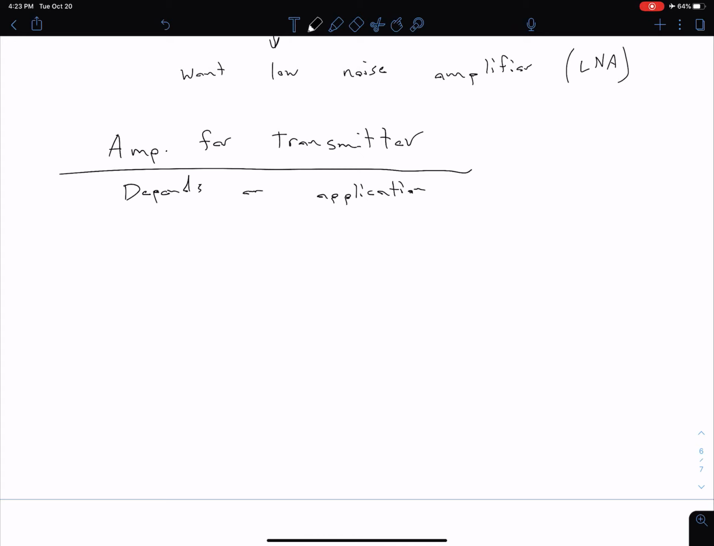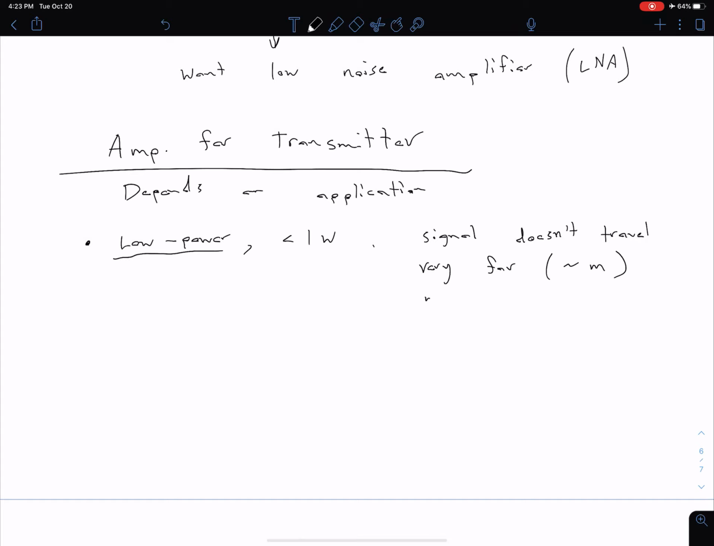But just to highlight some extreme different ends of the spectrum, we can have a low power transmitter. And so typically that's going to be less than 1 watt on our transmitter. And so examples of when we might need to do this is, let's say a signal doesn't have far to travel. So the signal doesn't travel very far. And so what do I mean by very far? Let's say it's on the order of a meter or two. So if that's the case, then maybe we only need milliwatts of power on our transmitter, and that's okay.